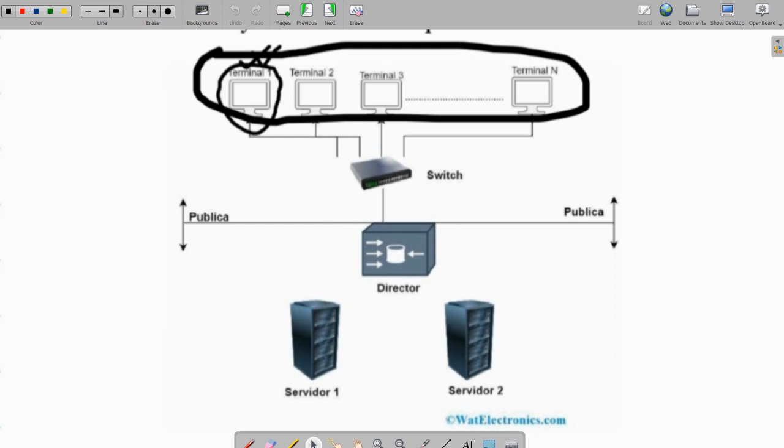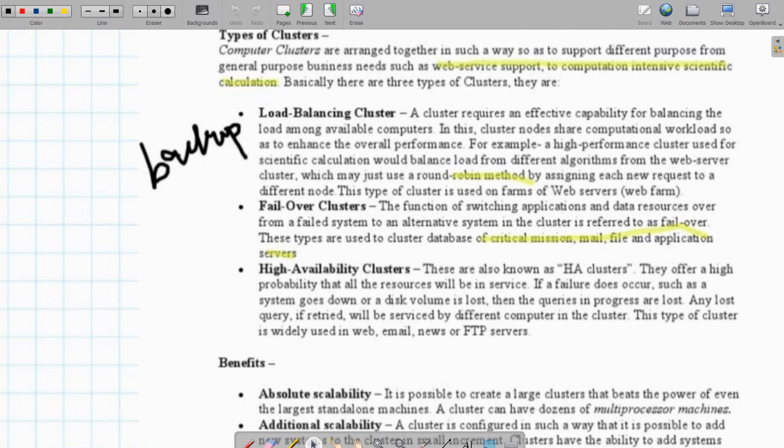You need a backup mechanism by which, when it goes off, you can translate everything that was there in terminal 1 to other terminals efficiently. So in this case, these failover clusters become important, which is basically an alternative system for the failed resource.